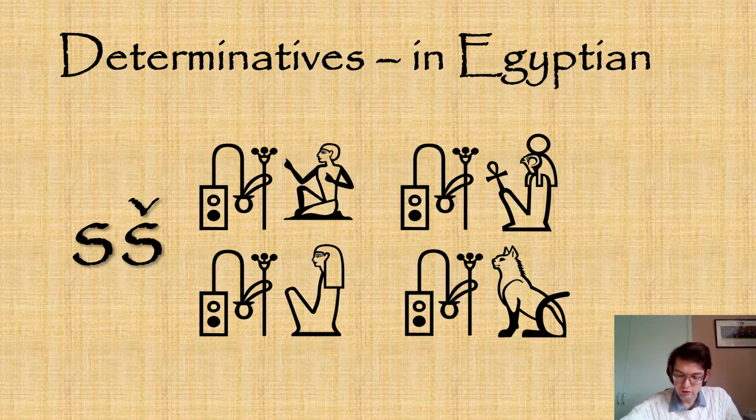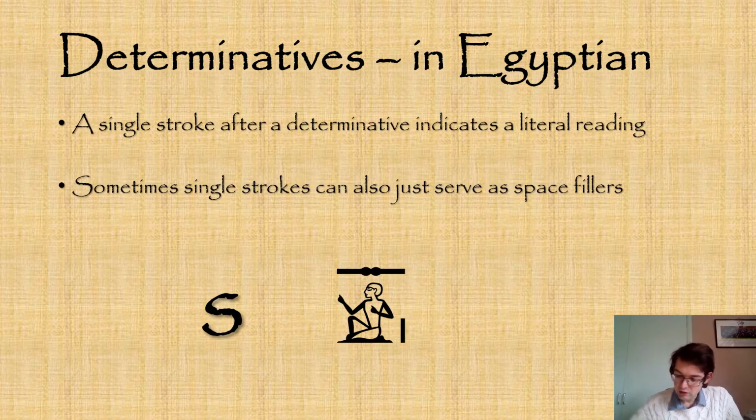Another useful thing to know is that sometimes you get a single stroke after a determinative. Here's an example. It's the Egyptian word for man, which is simply sa. We've got the alphabetic sign giving the reading, the determinative confirming that the meaning is in fact a man, and the stroke afterwards. The stroke is basically saying that the determinative should be taken to mean whatever it is a picture of, in this case, simply a man.